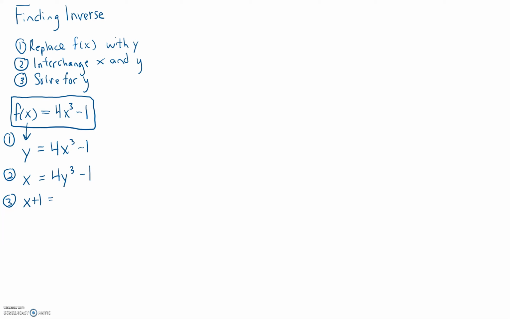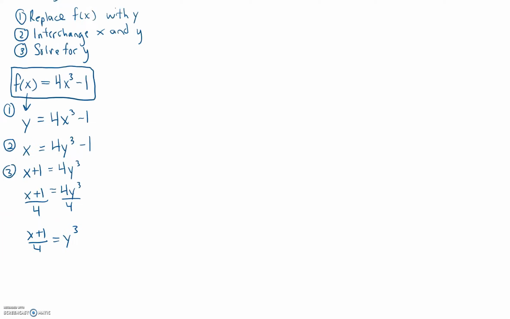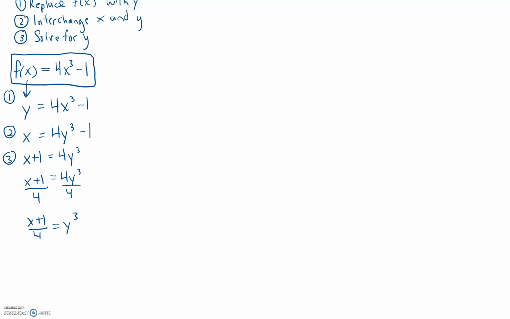x plus 1 equals 4y to the third. Our next step, divide by 4. Now we're given x plus 1 over 4 equals y to the third. We have to remember our rules for solving for y here. So since it's y to the third, we want to take the cube root, because that property is going to get us down to y, isolated. And whatever we do to one side, we have to do to the other. So we're going to take the cube root of x plus 1 over 4.